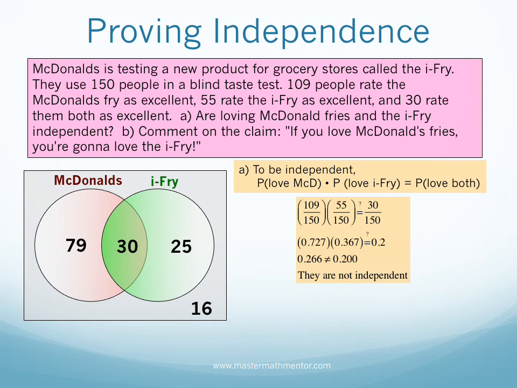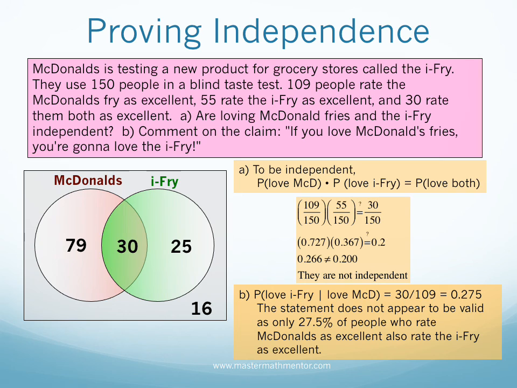However, they are relatively close in value. The closer in value that they get, the closer to independence we have. So while you can think of the question of independence as a yes-no answer, in reality, independence is thought more on a continuum. And when the mathematics gives values that are close, we might say the two events are mostly independent. The claim, if you love McDonald's fries, you are going to love the iFry, is a conditional probability statement.